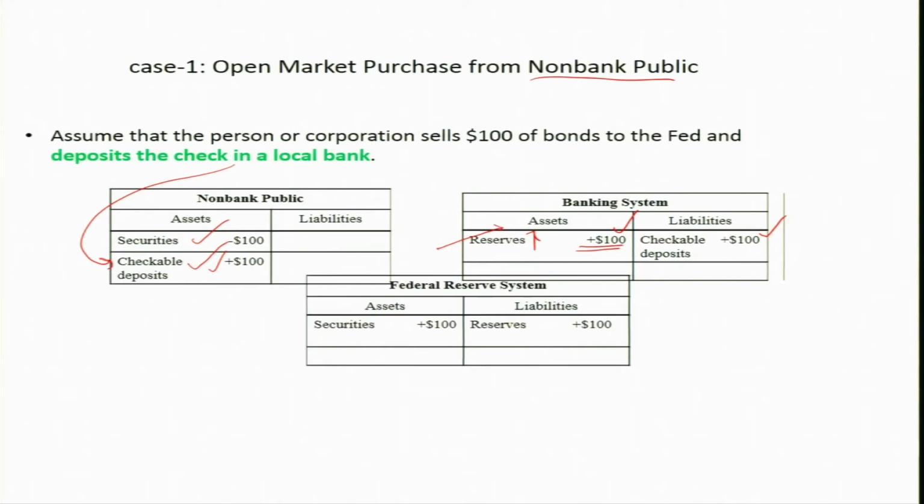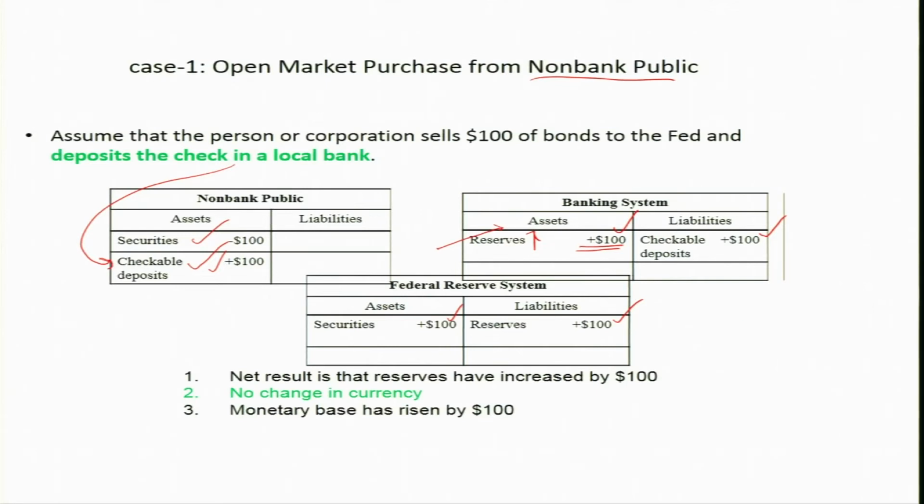What about the Federal Reserve System? You can see that Federal Reserve System securities increase, so the assets increase by $100 and the liabilities also increase by $100. So what is the net outcome? The net result here is that reserves have increased by $100 but there is no change in currency. Similar to the previous slide, the monetary base has increased by $100.